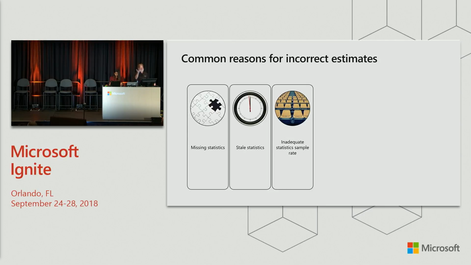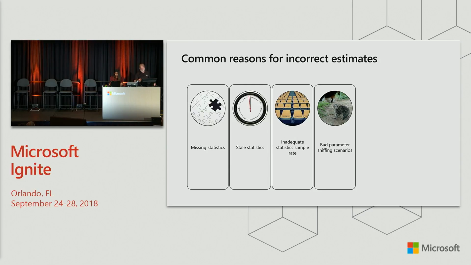So that's kind of the trade-off in setting the sample rate for your statistics: there's overhead involved in having a really fine-grained sampling rate, but then you're going to catch more anomalies in the distribution. Who's heard of parameter sniffing problems?